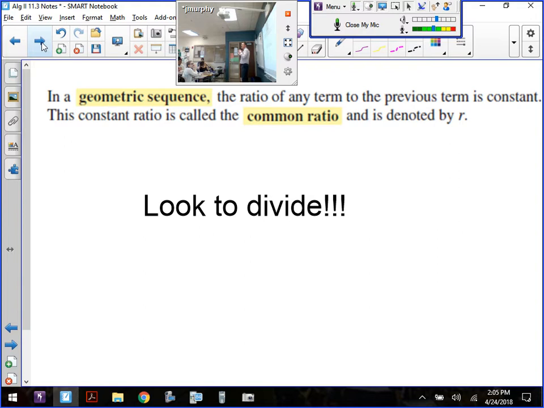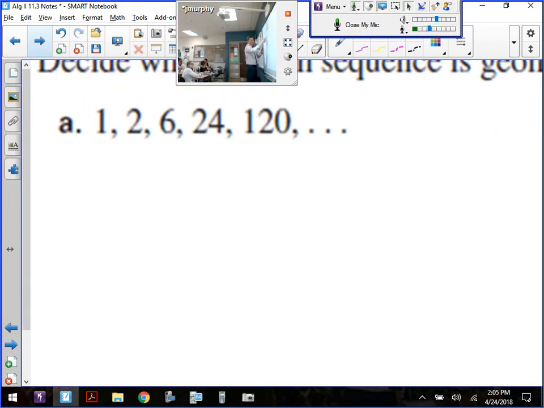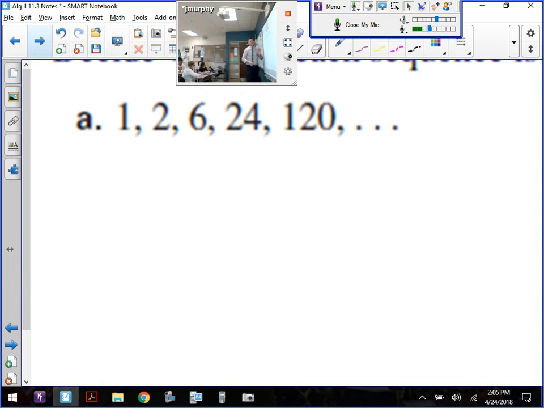Geometric sequence, basically you're looking to divide. What I mean by that is this. If you look at numbers in a sequence, how do I get to the next number? I work backwards. What's 2 divided by 1? What's 6 divided by 2? 24 divided by 6. So basically what you're doing is, in this case, you're multiplying by 2, 3, 4, 5, the next one times 6, times 7, times 8.